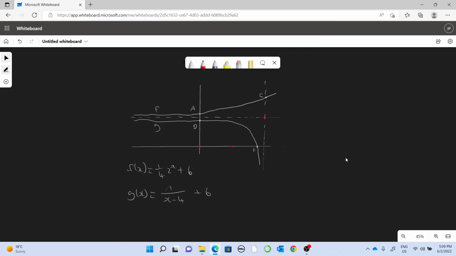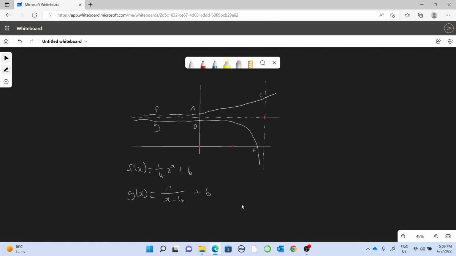Okay, hello. So today we'll be looking at this function you can see on your screen. Let's quickly go through the info provided. They gave us two functions. One is this exponential graph at the top, which is f, and the other one is a hyperbola, which is g at the bottom.